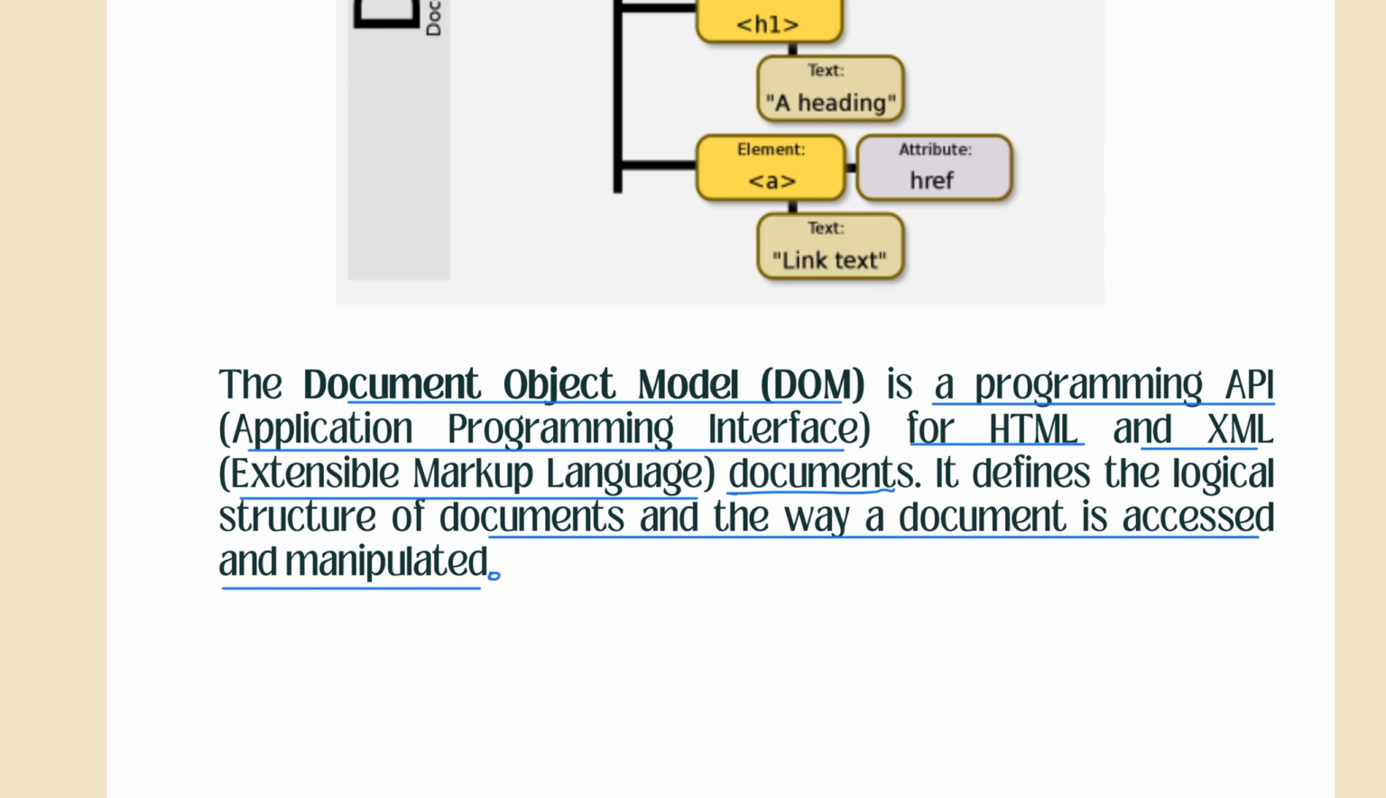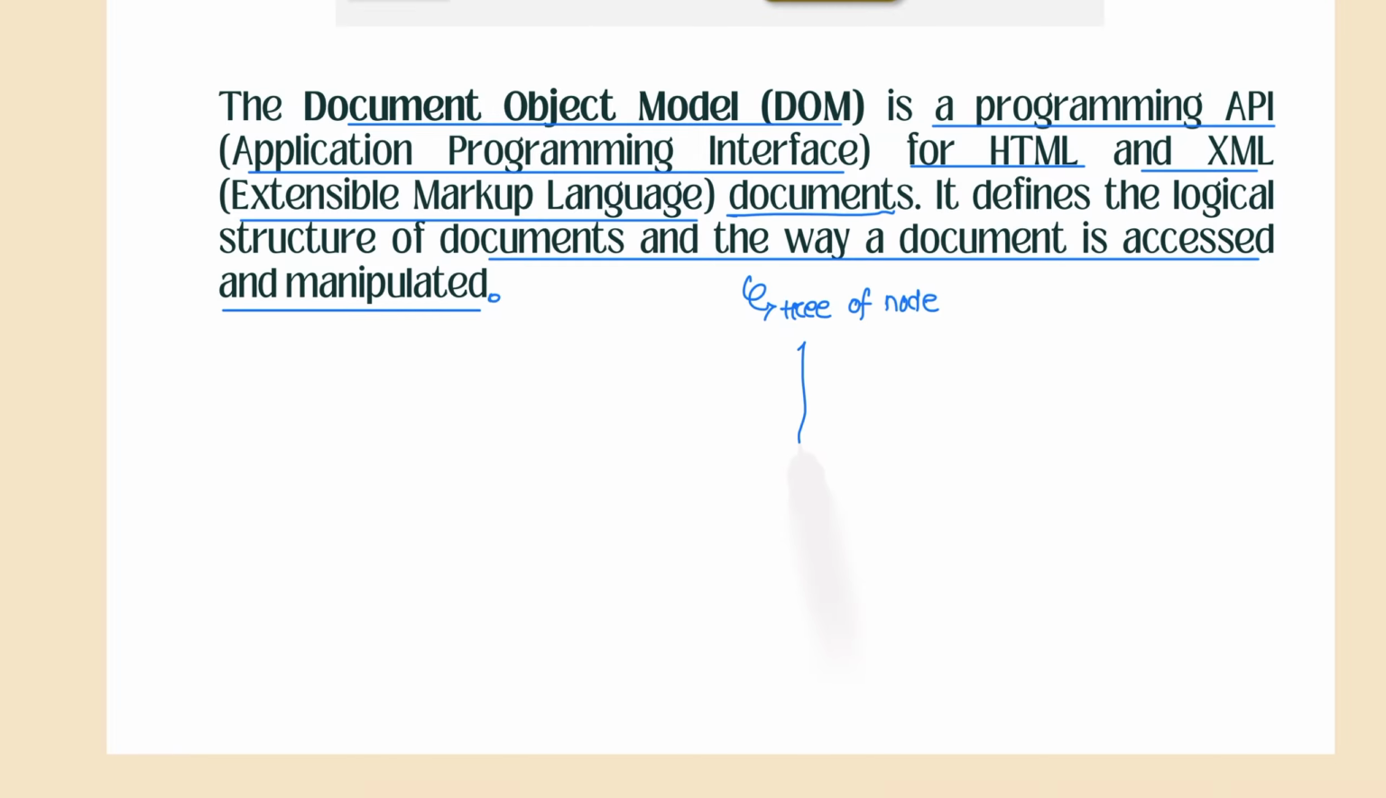The document object model, DOM, is a programming API for HTML and XML documents. It defines the logical structure of documents and the way a document is accessed. It is like a tree of nodes, like this. It is accessed like this, then parts of that branch, then parts of that branch.